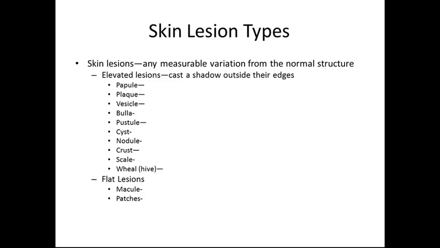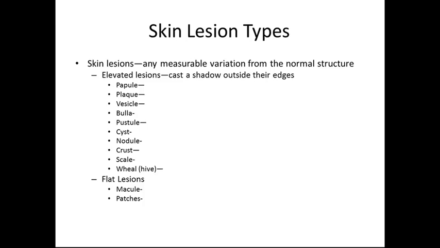Skin lesions. Any measurable variation from the normal structure of the skin is considered a skin lesion. There are elevated lesions, and then there are also flat lesions. Elevated lesions cast a shadow on the outsides of their edges. A papule is considered a small, firm, raised lesion. A plaque is a large, raised lesion. A vesicle is a serous-filled lesion less than 1 millimeter. We also call these blisters.